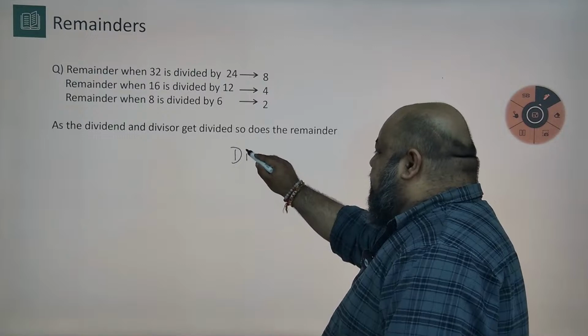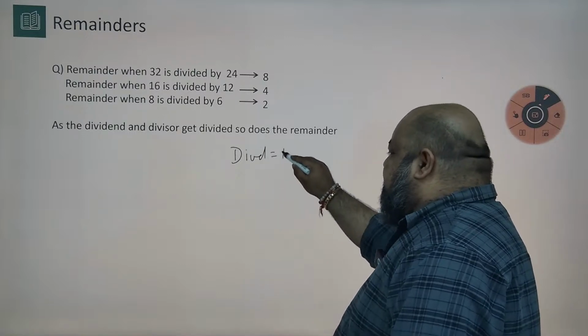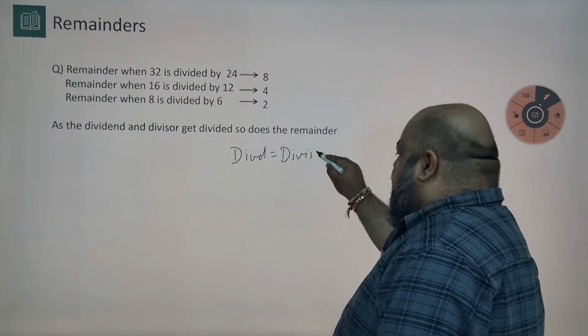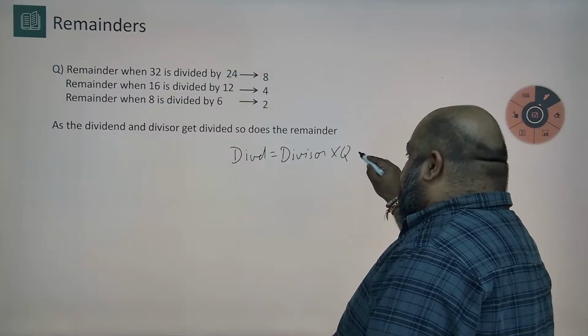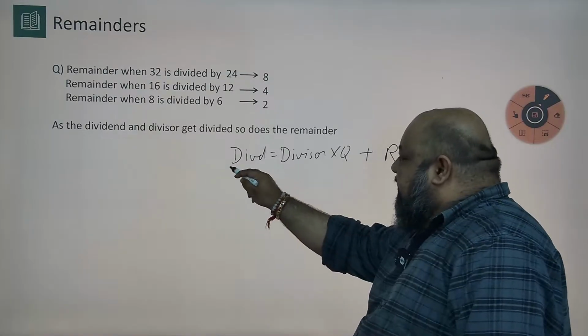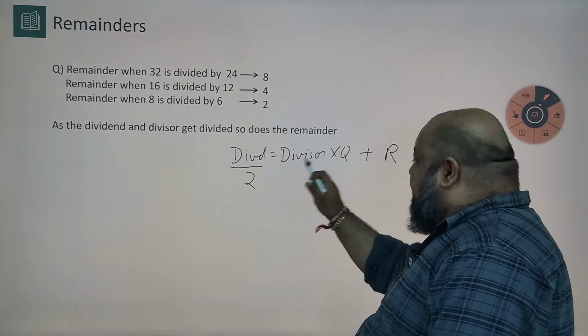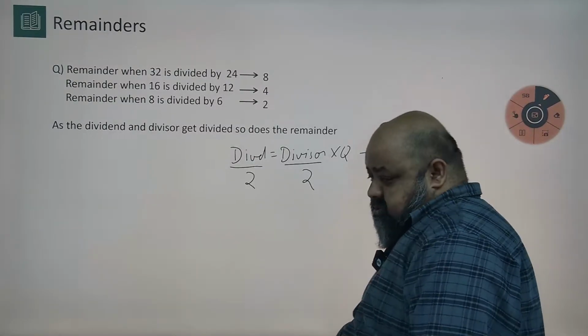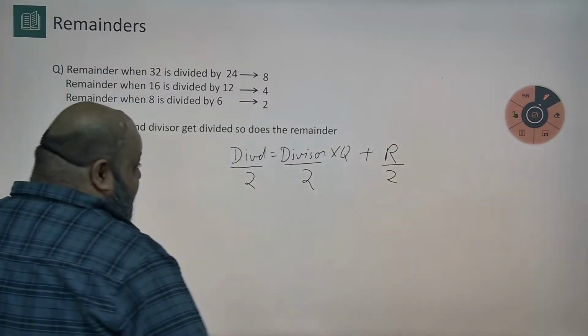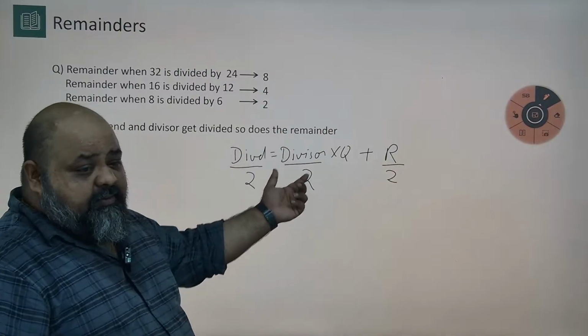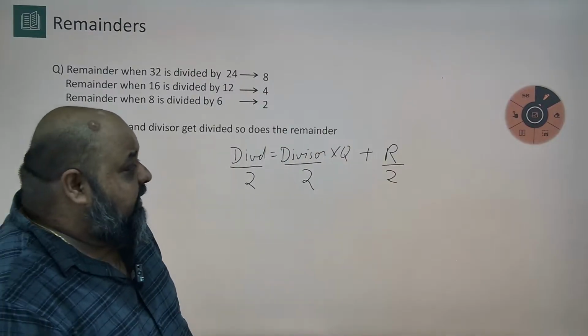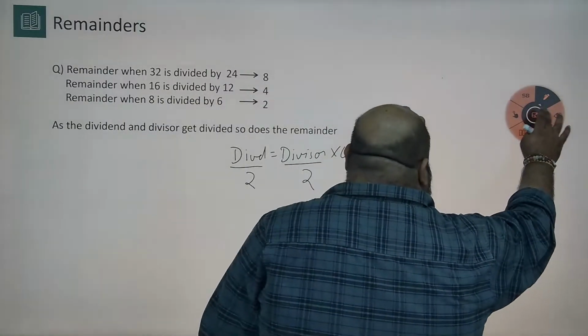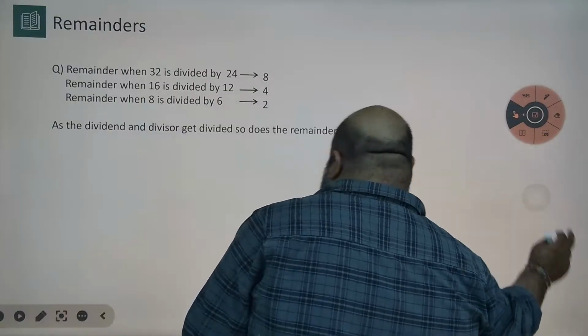Because dividend was divisor into quotient plus remainder. अब मैंने इसको डिवाइड बाई 2 किया, तो यहां भी पूरा डिवाइड बाई 2 होगा, ये भी डिवाइड बाई 2 हो गया, ये भी डिवाइड बाई 2 हो गया, तभी इक्वेशन रहेगा. So if I am dividing these two numbers by a number, the remainder also gets divided by that number. इसको यूज करते हैं.